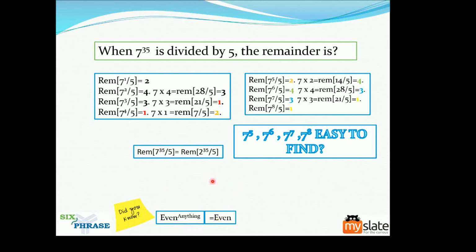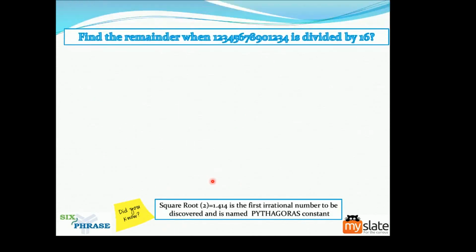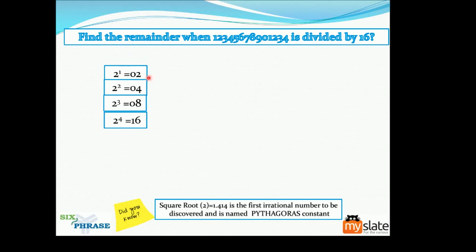Okay, next one. Find the remainder when 1234567890 1234 is divided by 16. To understand this problem, you will have to understand these things. Okay, what are these things? 2 power 1 is 2, 2 square is 4, 2 cube is 8, 2 power 4 is 16.